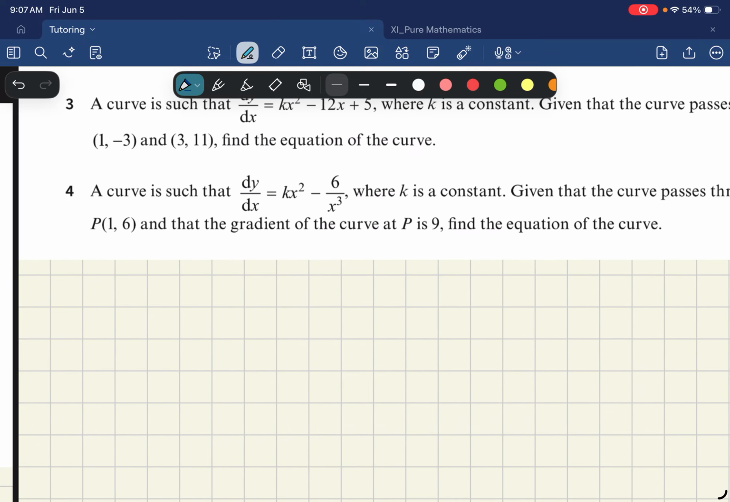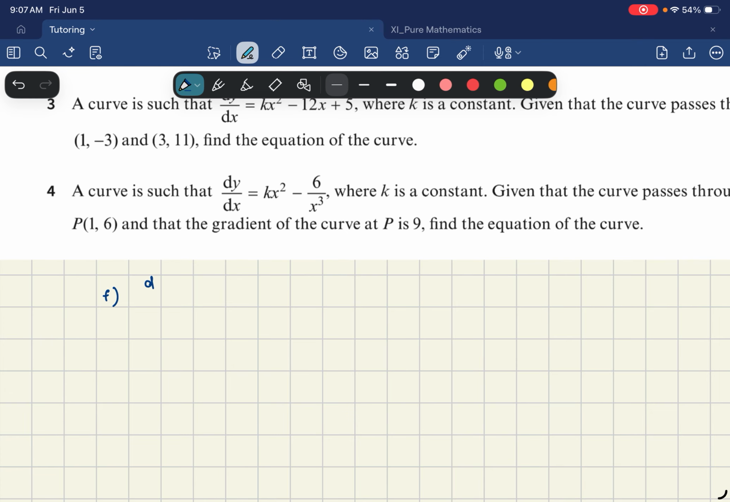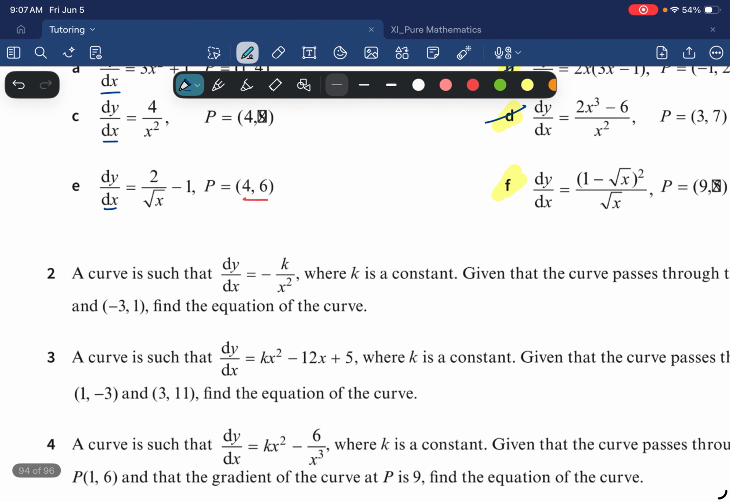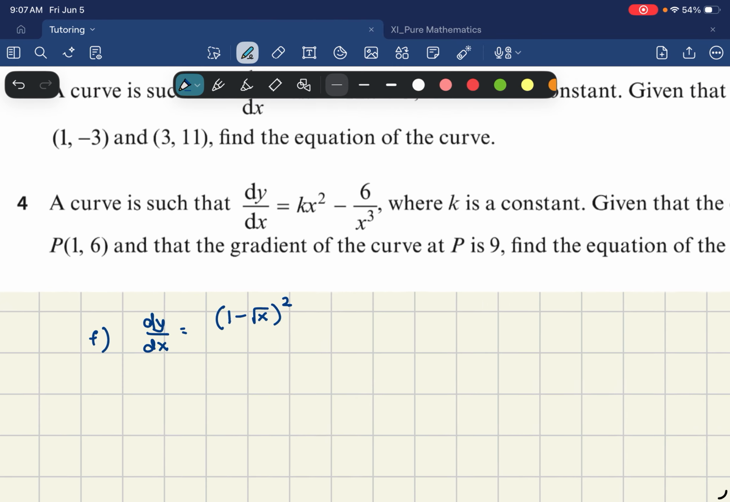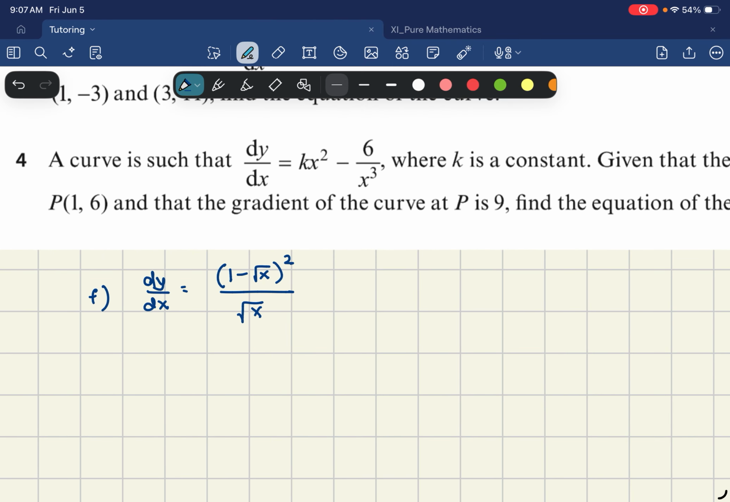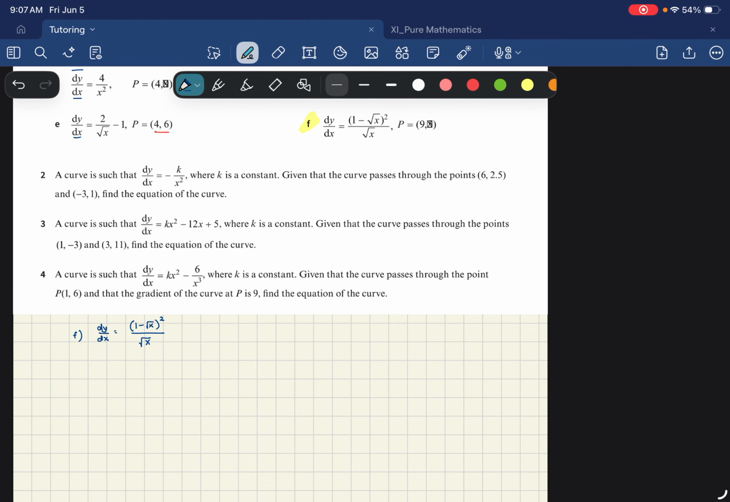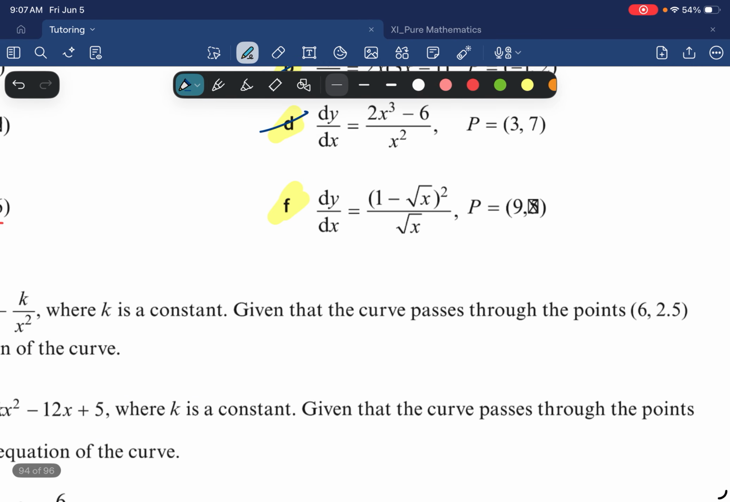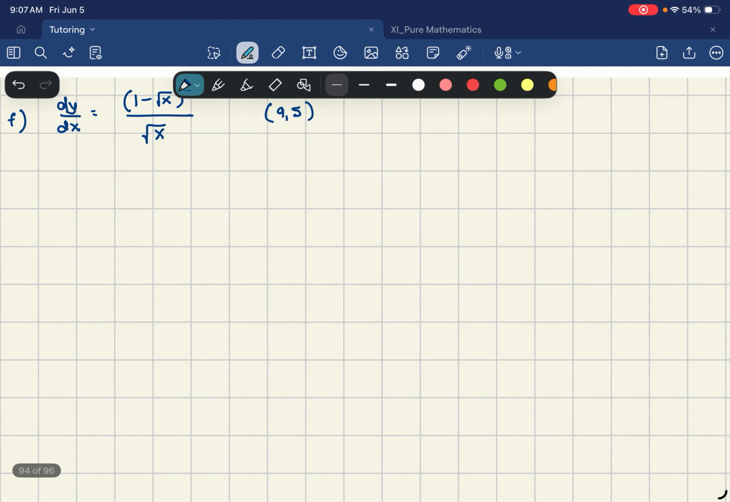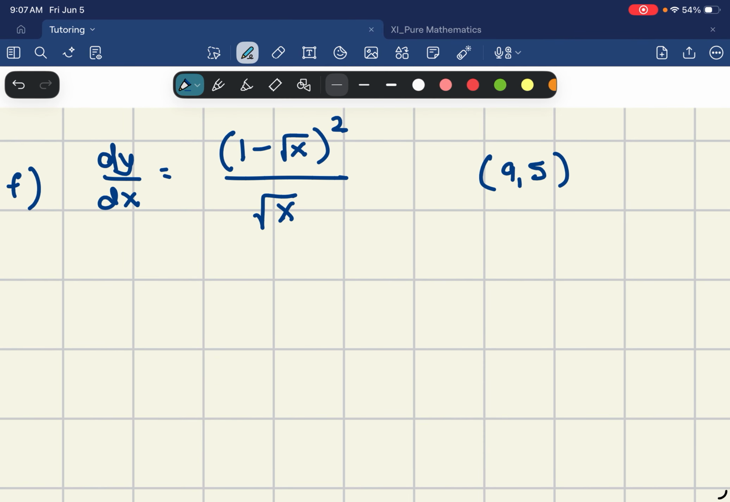Part F. We have dy/dx equals (1 minus square root of x) squared divided by square root of x, and then we have the point (9, 5). Yeah, (9, 5). All right. So now let's simplify the numerator first.